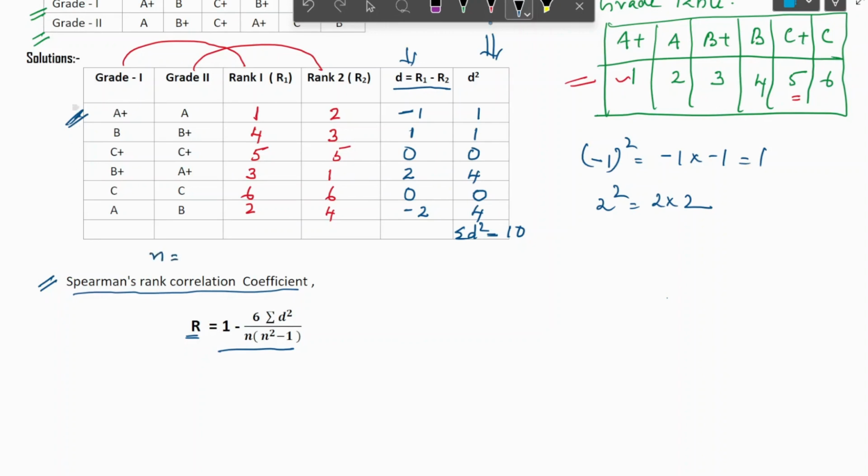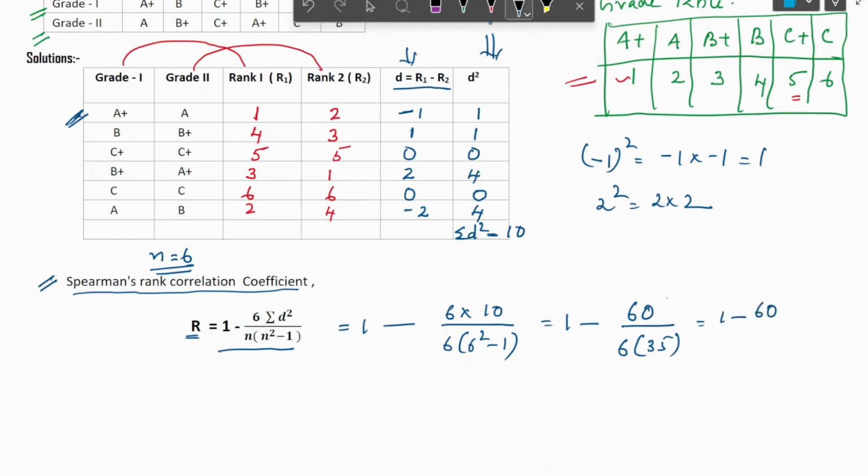n equal to, the set of values is given 1, 2, 3, 4, 5, 6, right? Rank maximum 6. Therefore, n is equal to 6 again. Therefore, we are going to substitute in this formula: 1 minus 6 into sigma d square, that is 10, divided by n, n is equal to 6, into 6 square minus 1. That is 1 minus, numerator is 60 divided by 6 into 36 minus 1, that is 35. Therefore, here 1 minus 60 divided by 210.